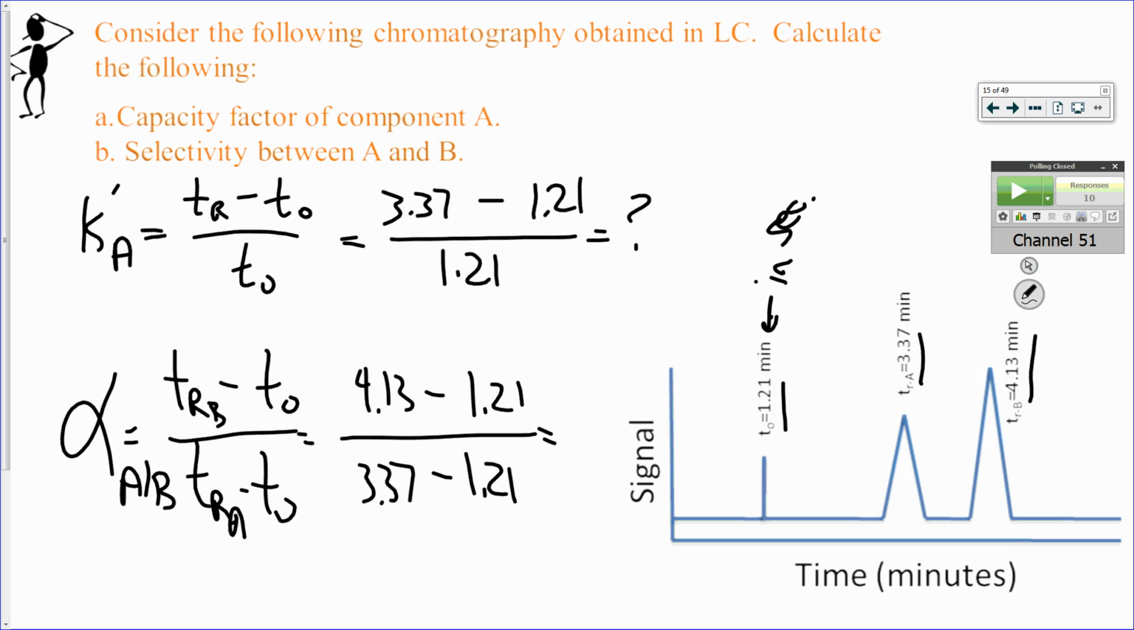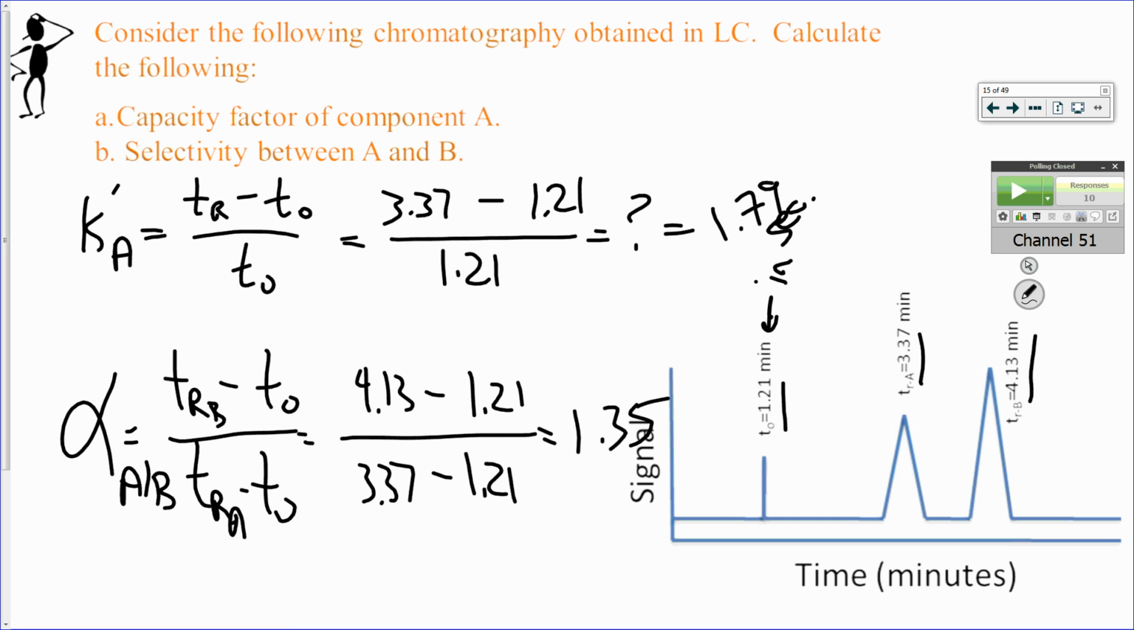All right, so we are writing down. All right, so this one comes out to 1.79. And this one comes out to 1.35.